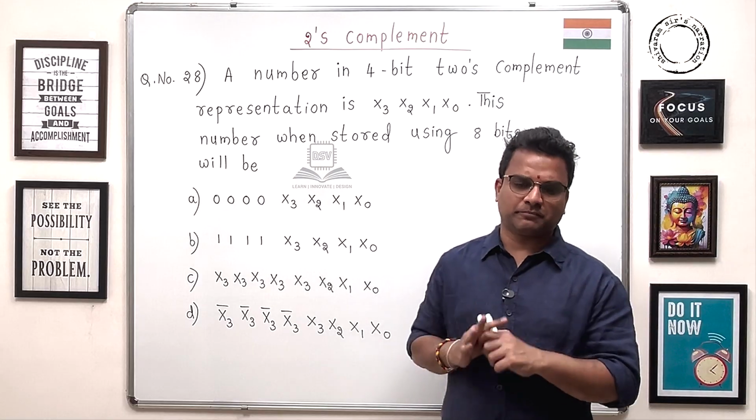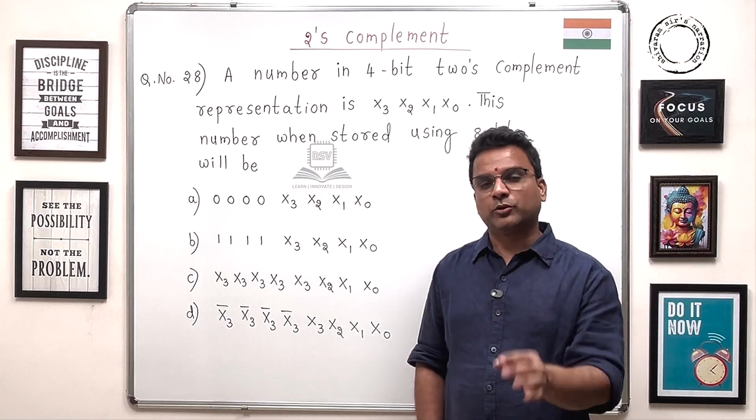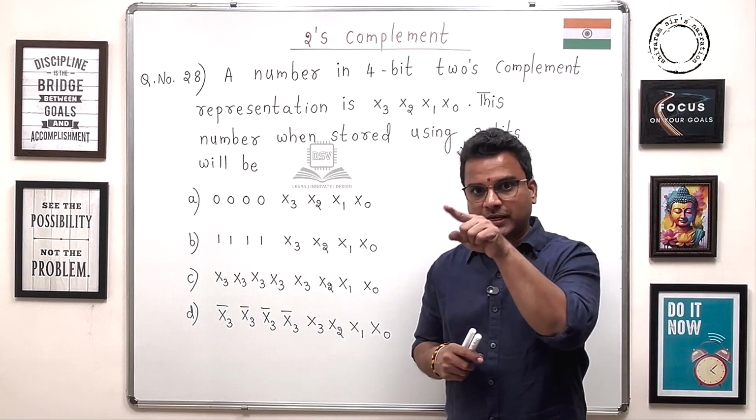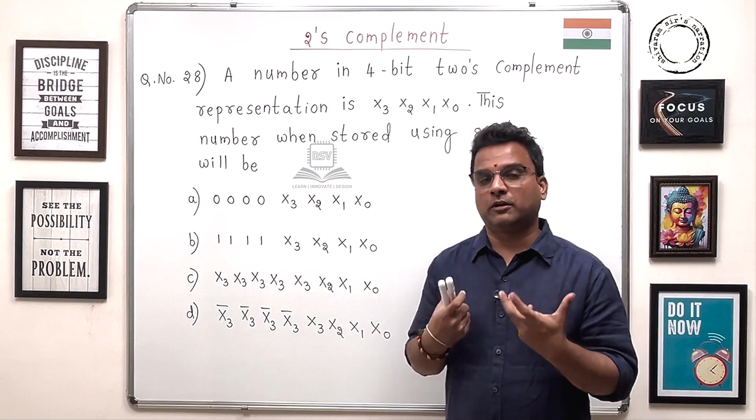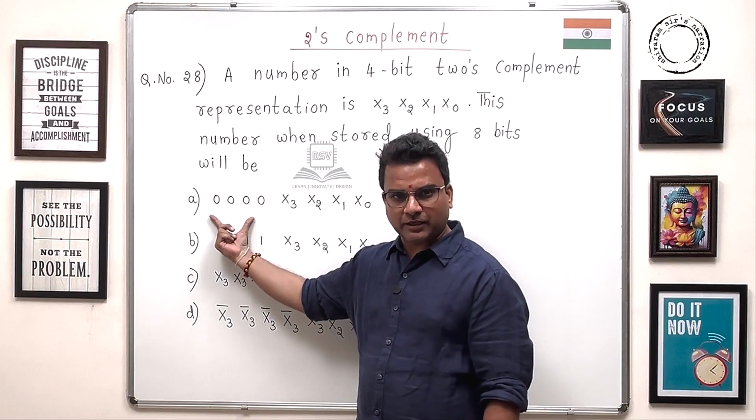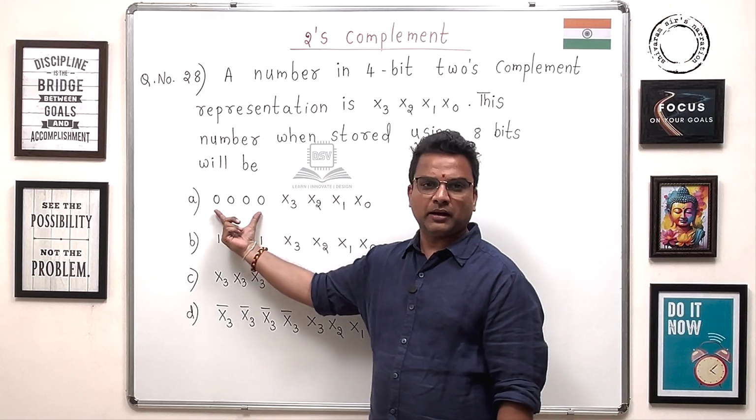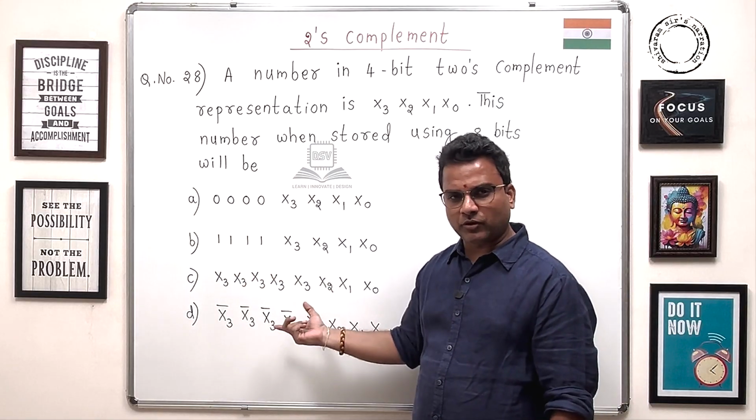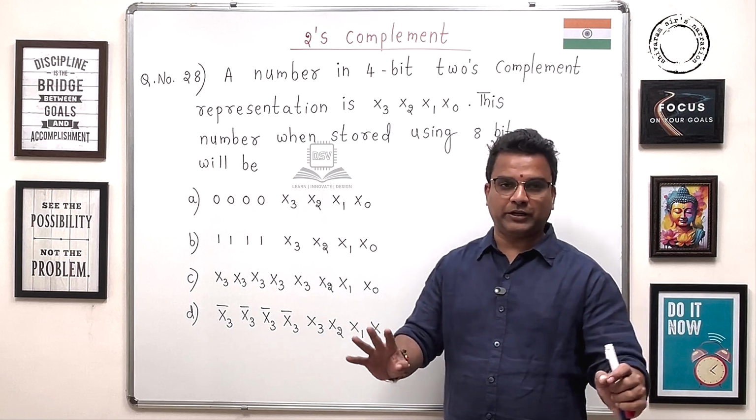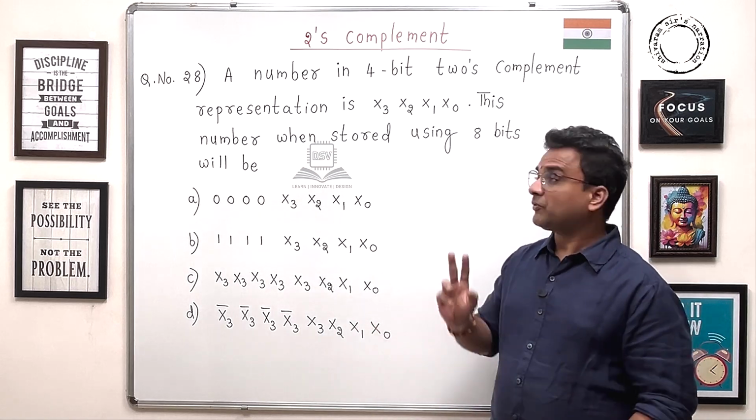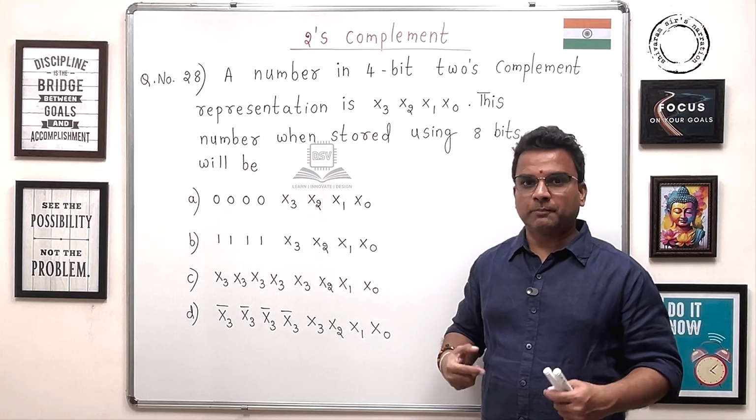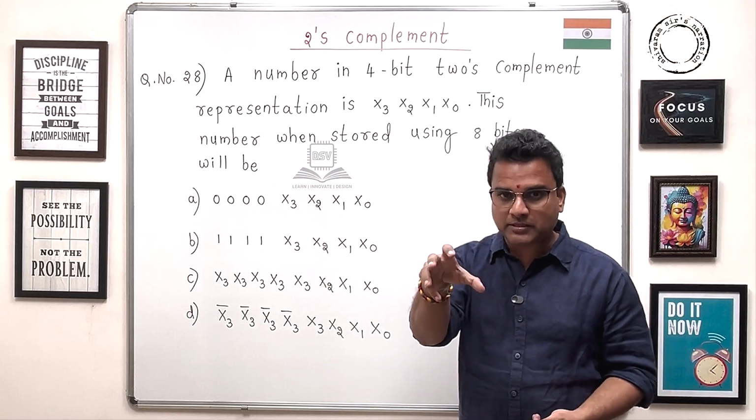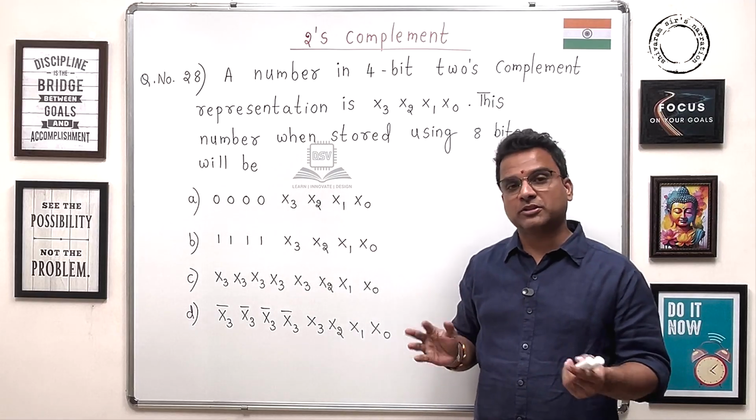Suppose some decimal number is represented in 2's complement using 4 bits. I want to use 8 bits to store the same number. Then how will it be? Are you taking the MSB, the higher order nibble, as 4 zeros, or 4 ones, or x3 only, or x3 bar? That we need to find out. Now let's assume the number can be positive or negative. You cannot restrict; he didn't say positive or negative. It could be either.